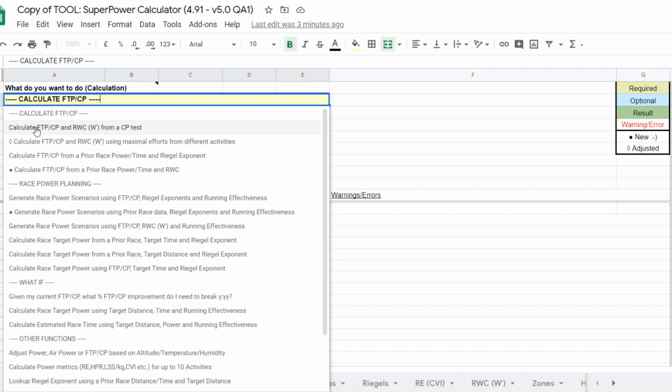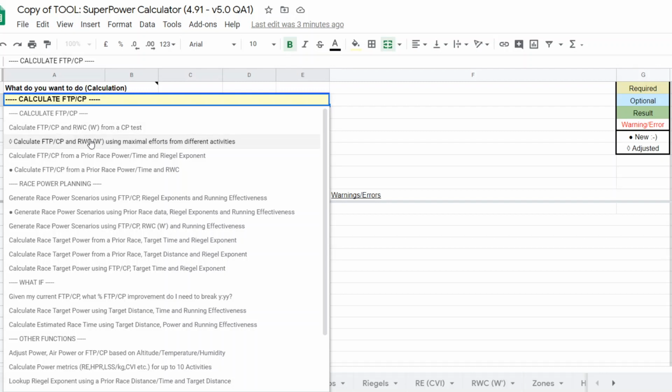So one method, the one we've had the longest, is estimating an FTP, and it also gives you a reserve work capacity estimate from a CP test, from say a 3-minute, 10-minute CP test on the same day. So that's been there since the outset.